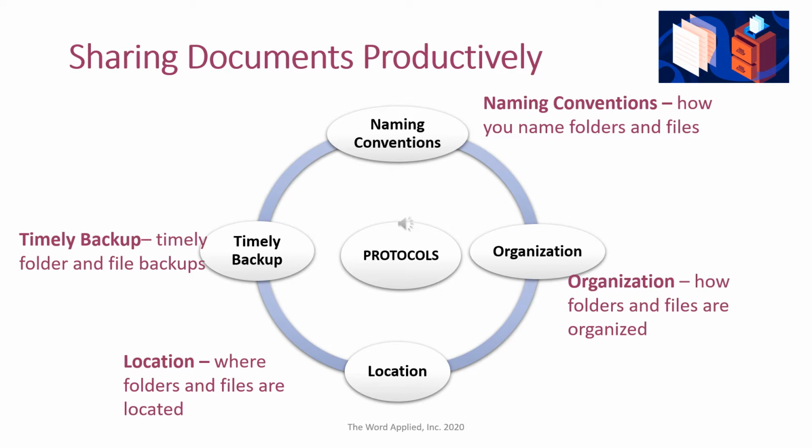So there are four main areas that you want to think about when you're sharing documents with others on your team. The first is naming conventions, how you name files and folders. The second is organization, how are the folders and files organized? The third is location, where will the folders and files be located? And then the fourth is timely backup of files and folders. And I'll go into detail about each of the four items on the next few slides.